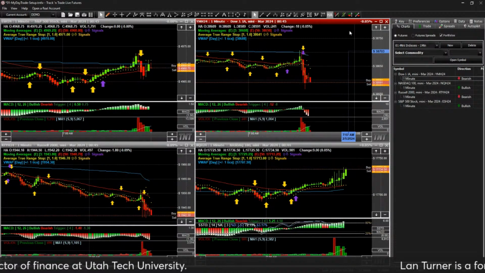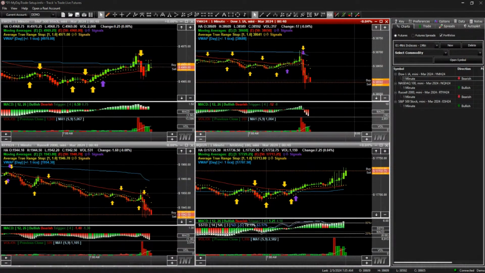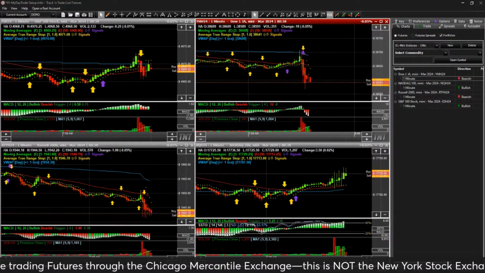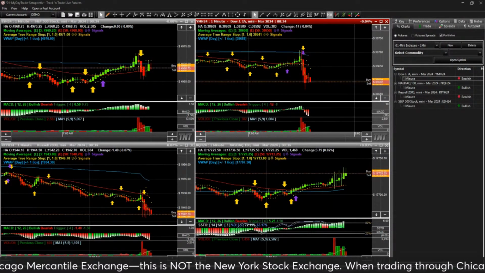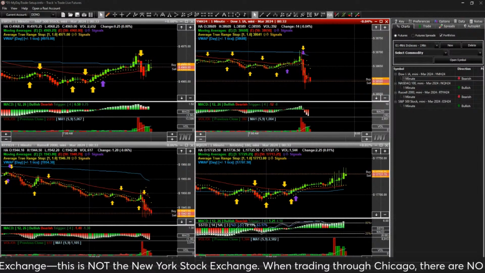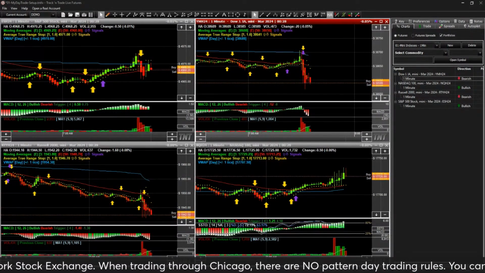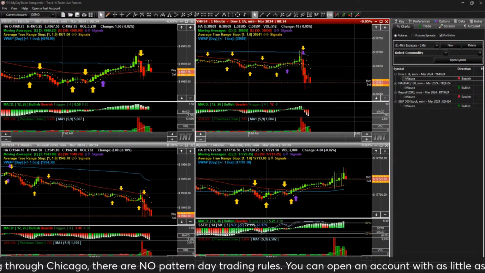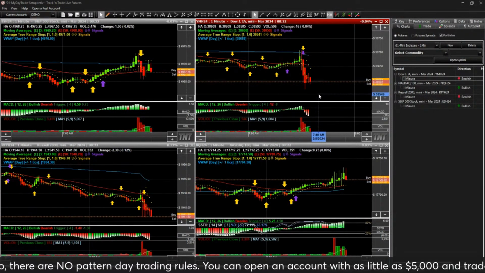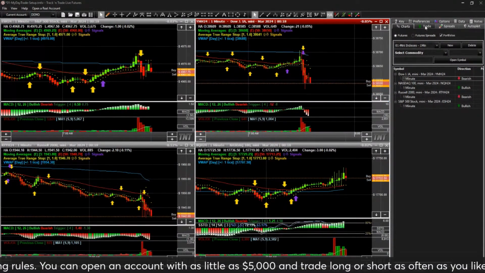And so to put a mini contract on, we have leverage. And in the futures market, here's another little marquee for you. It says we're in the futures market or the Chicago Mercantile Exchange. This is not the New York Stock Exchange. When we're here in Chicago, there are no pattern day trading rules. So we can open an account with as little as $5,000 and trade to our heart's content. So this is a nice place to come. And the great thing about it is you can open up a small account to get started.